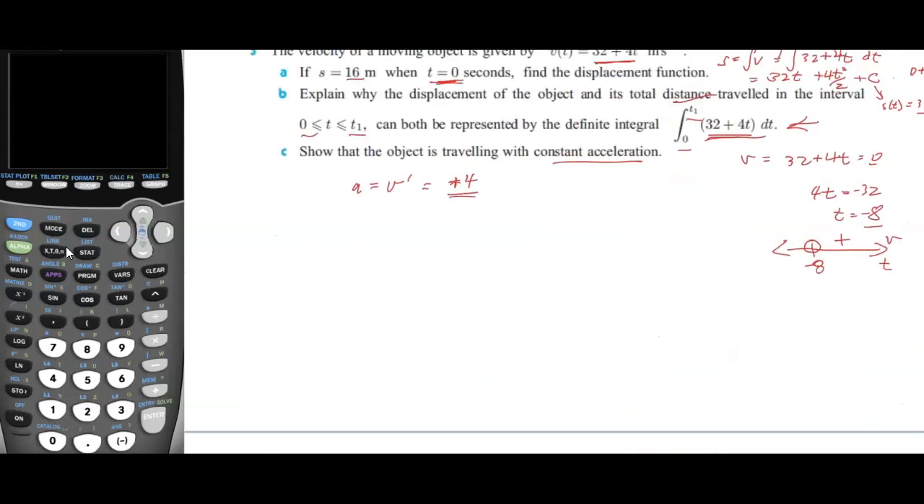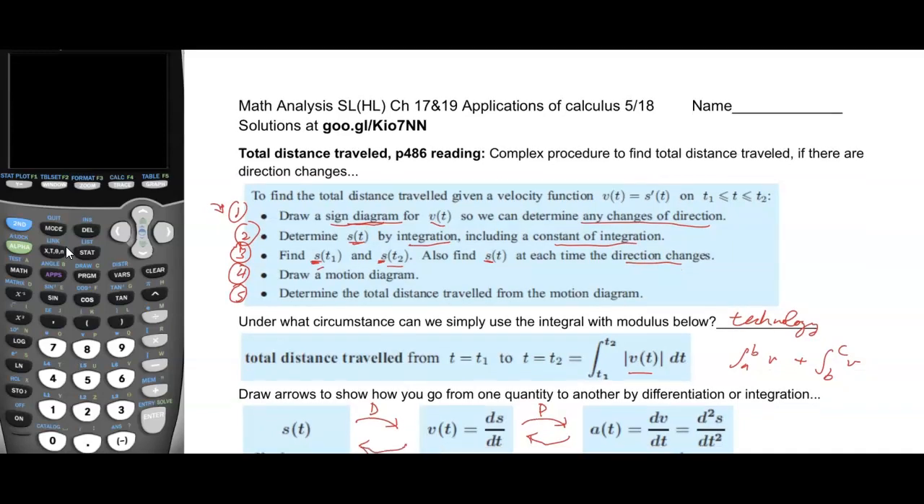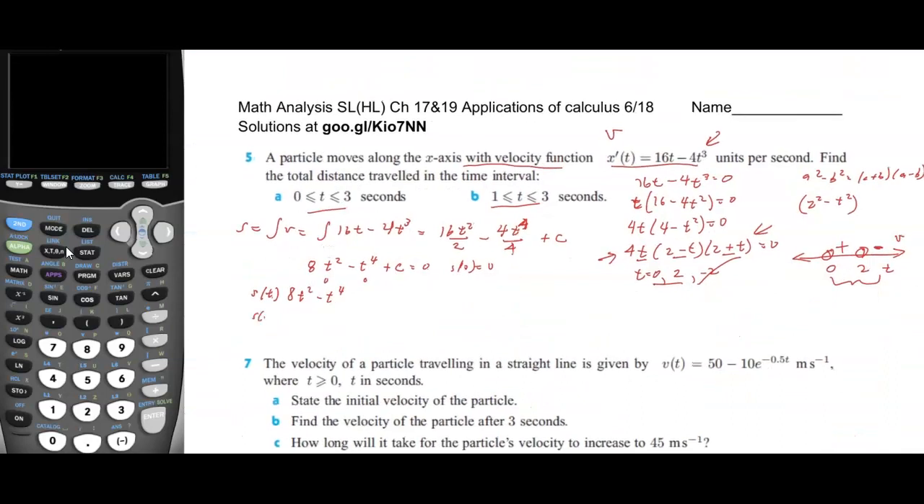The next thing we're going to do, according to the procedure, is find the s values at the starting point, the ending point, and any direction change points. So s of 0 is the starting point, the first position, and it is going to be 0, right? If I substitute 0 in for t, 8t squared minus t to the fourth is going to be 0. s of 3, which is our ending point, is going to be 8 times 3 squared, which is 9, minus 3 to the fourth, which is 81.